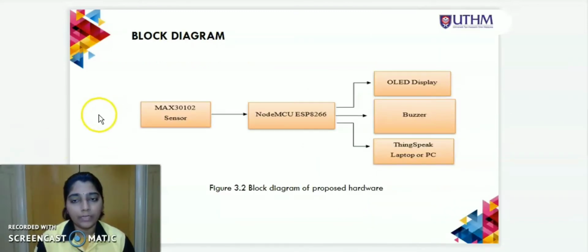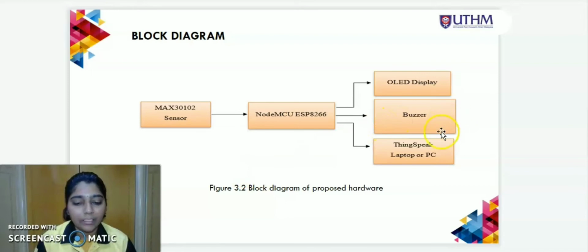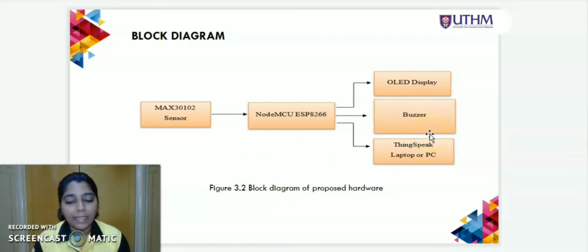Next would be the block diagram for this project. So the block diagram consists of the MAX30102 sensor, the NodeMCU ESP8266, the OLED display, the buzzer and the ThingSpeak as the output. So based on the block diagram above, the Arduino Integrated Development Environment, IDE, will be used in this project. So the MAX30102 sensor is then connected to the NodeMCU, and then the OLED display, the buzzer and the ThingSpeak will also be connected to the system as the output.